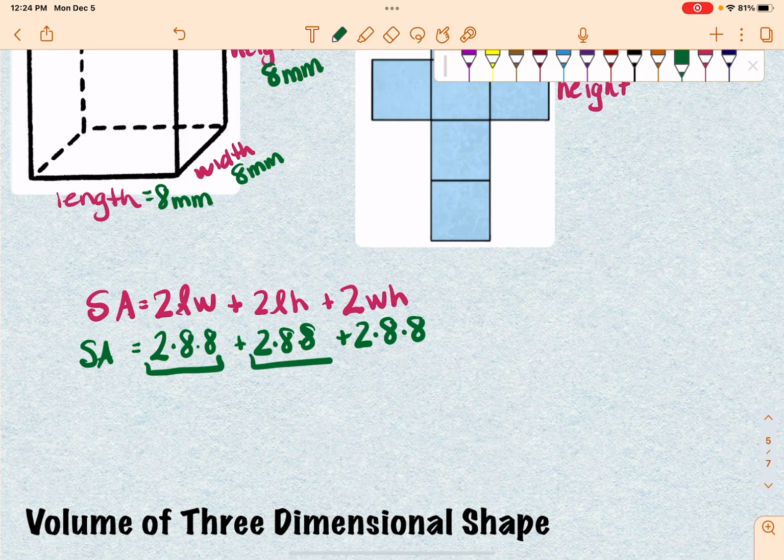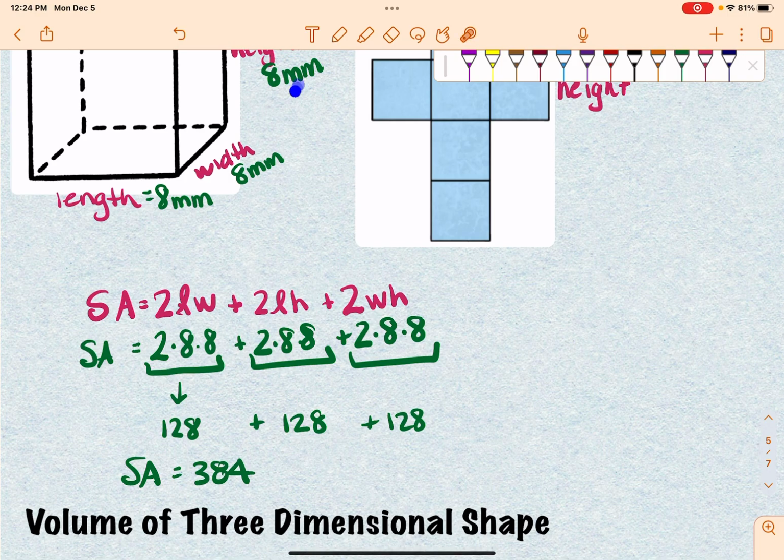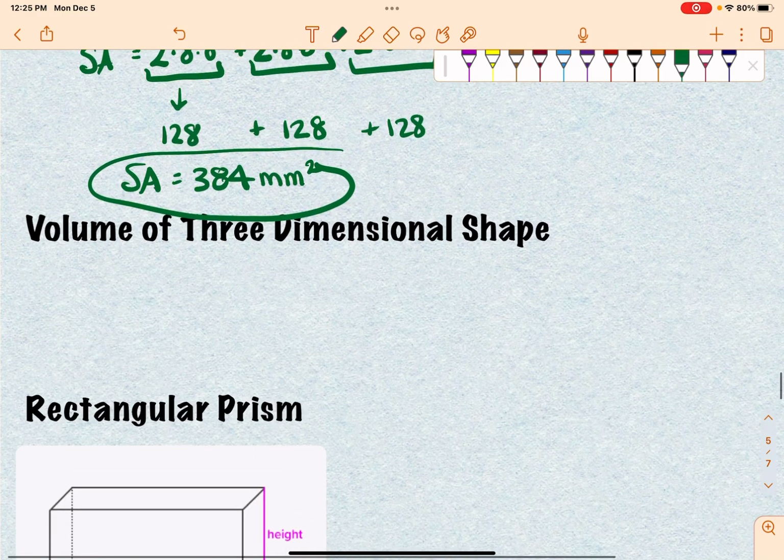Okay, now we need to multiply these together. The good news is, once I get what the number is, like this is going to be 128, I know that these are all also going to be the same. So that means the surface area for this one is going to be 384. And if these are all millimeters up here, then this is going to be millimeters squared. Now, those are the only two shapes that you're going to be dealing with for surface area.